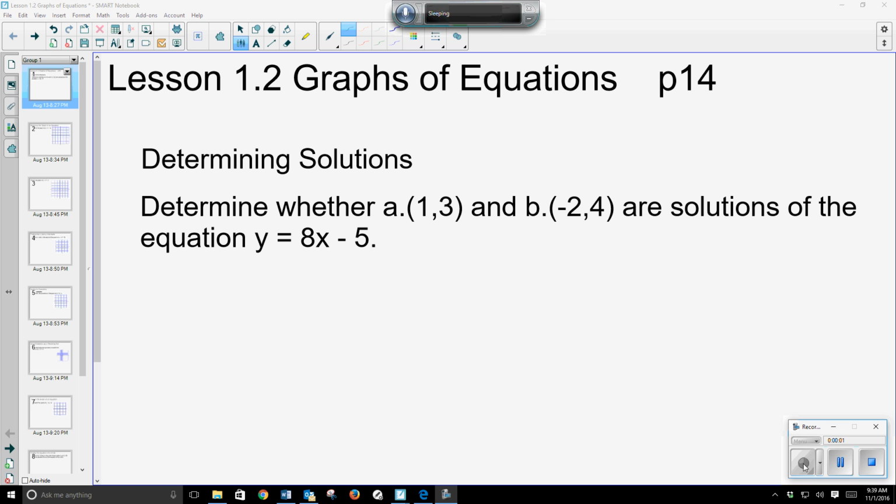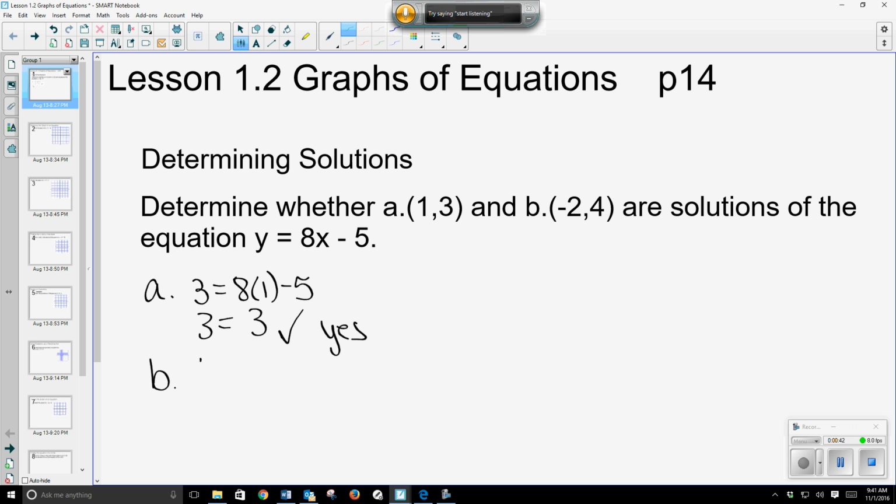Lesson 1.2, graphs of equations. We'll start by determining if the ordered pair is a solution for the equation. So for part A, you want to plug 1 in for x, 3 in for y. So is 3 equal to 8 times 1 minus 5? 3 is equal to 3. So that works. So yes, 1, 3 would be a solution.